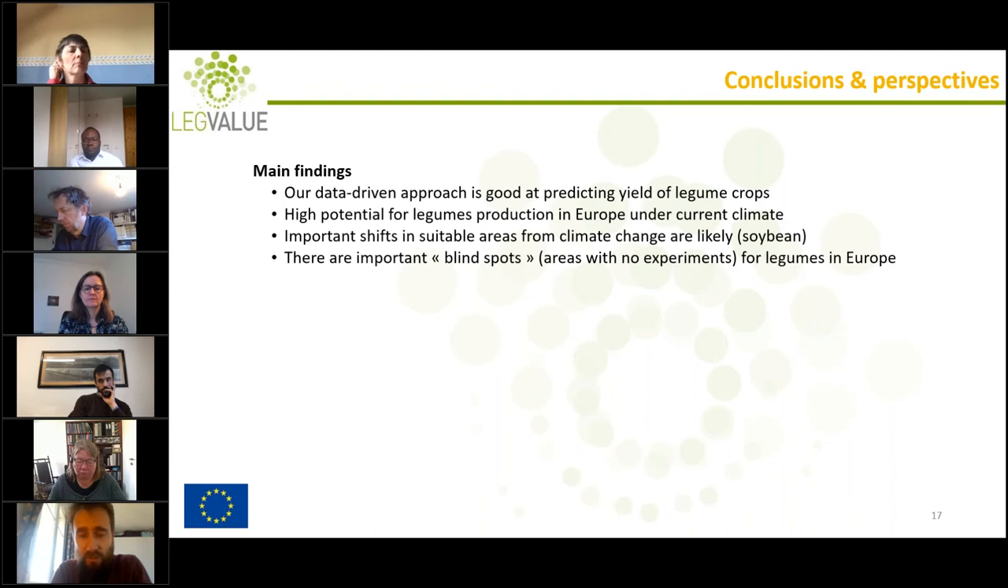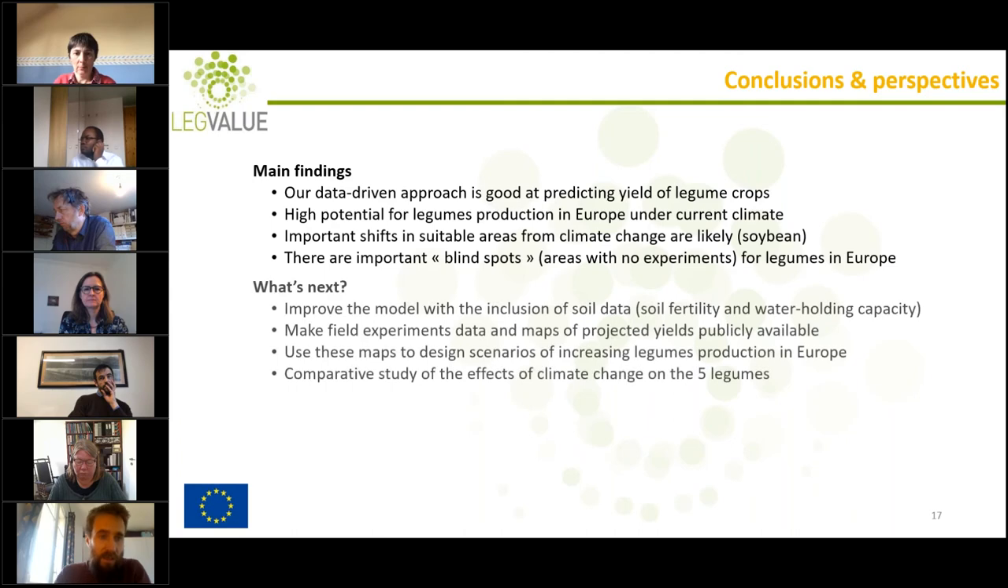So it's for soybean, but we will make the analysis for other crops. And we also show that there are important blind spots in the areas with no experiment for legumes in Europe. So what's next? In the short term, we plan to improve the model with the inclusion of soil data regarding soil fertility and water holding capacity. Then we will try to make the field experiment database, the European Grain Legume dataset, and the maps of projected yields publicly available as soon as we can.